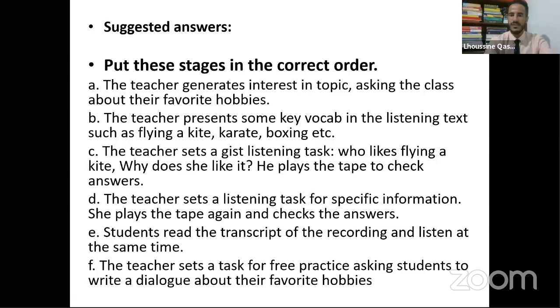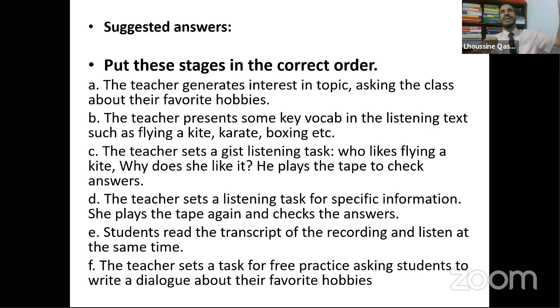So these are the answers. A, the teacher generates interest in topic, asking the class about their favorite hobbies. The listening text is about hobbies. You can start: Hello, my learners. How are you? Great. What do you like? What are your favorite hobbies? Do you like flying a kite?